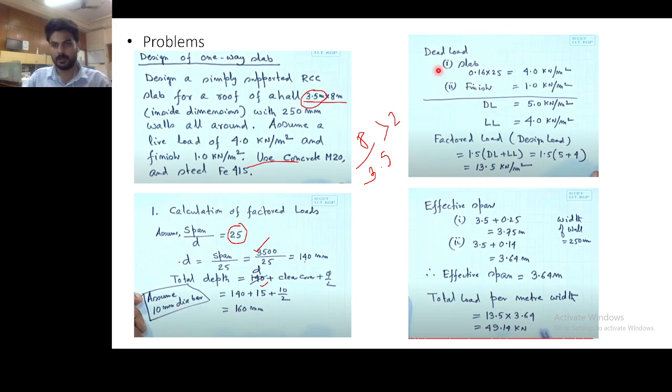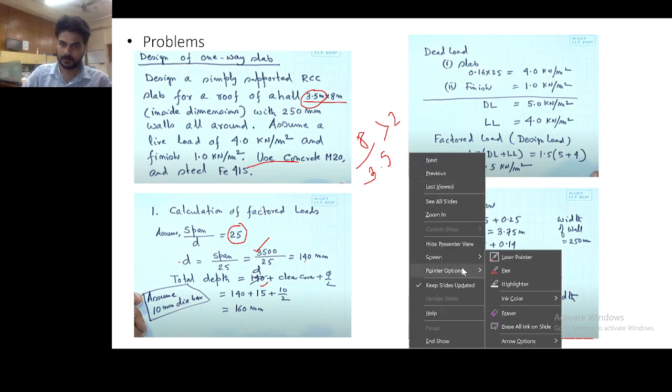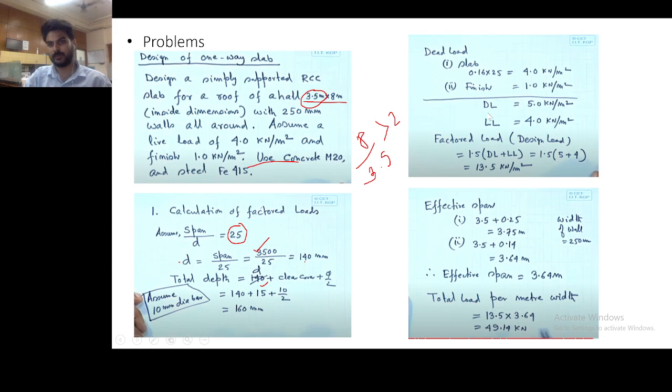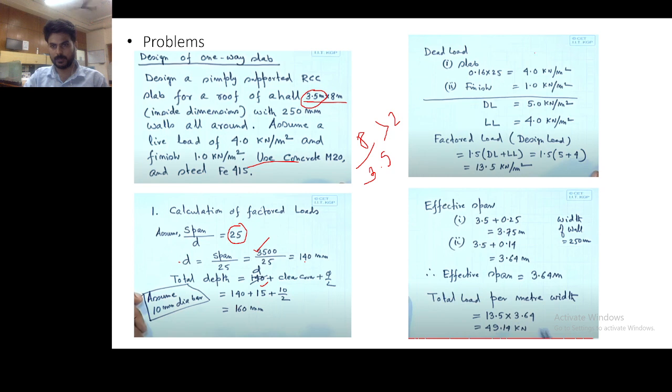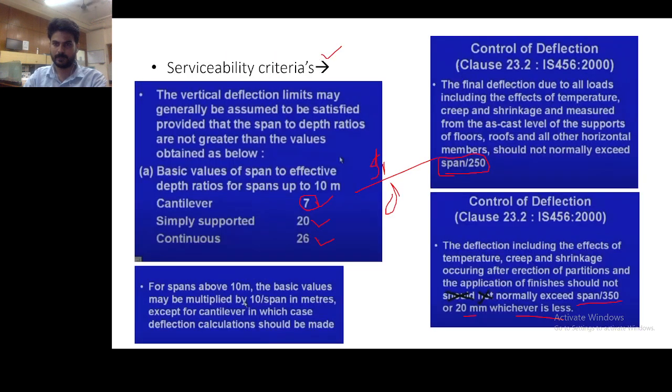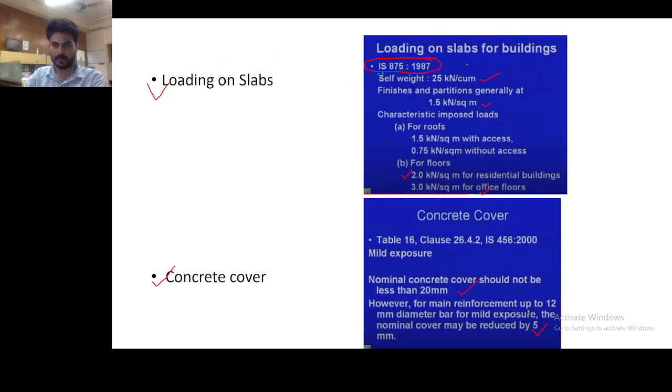Okay. So dead load we will calculate. So for that, depth into the unit weight of the reinforced concrete. So it is 25, right? In the load topic we have studied, right? See here, it is considered as 25 kN per meter cube.